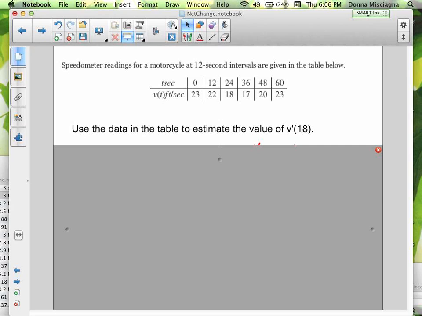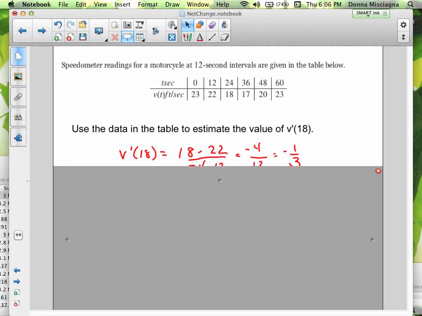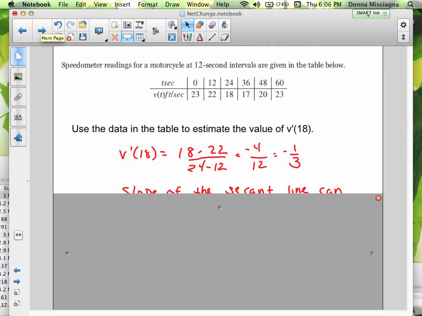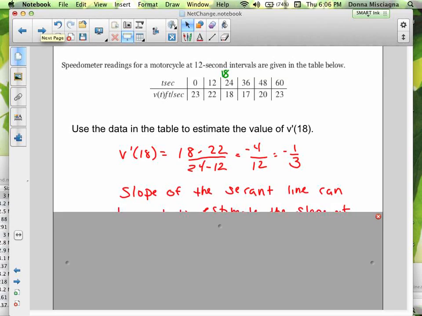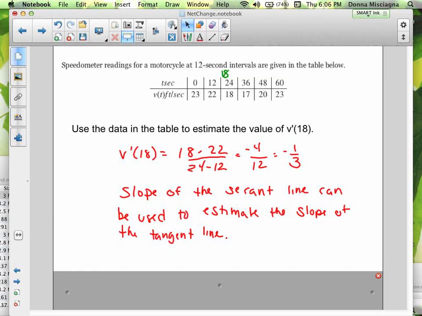And we're going to have to use what values we're given. All right, so we've got 12 and 24. 18 is somewhere in between 12 and 24. So we can approximate the instantaneous rate of change with the slope of the secant line. So the slope of the secant line can be used to estimate the slope of the tangent line. I have seen that as an AP question before.